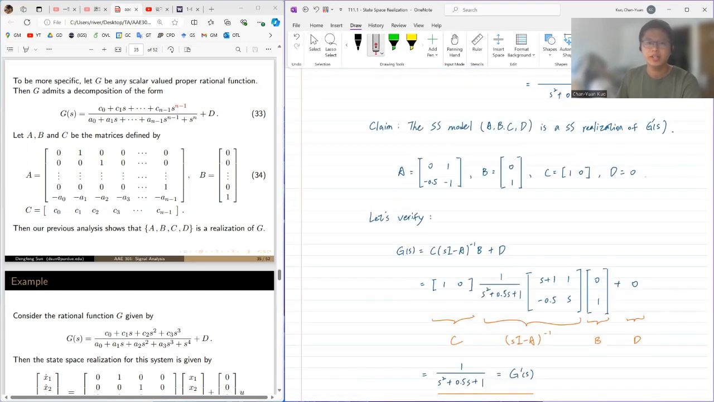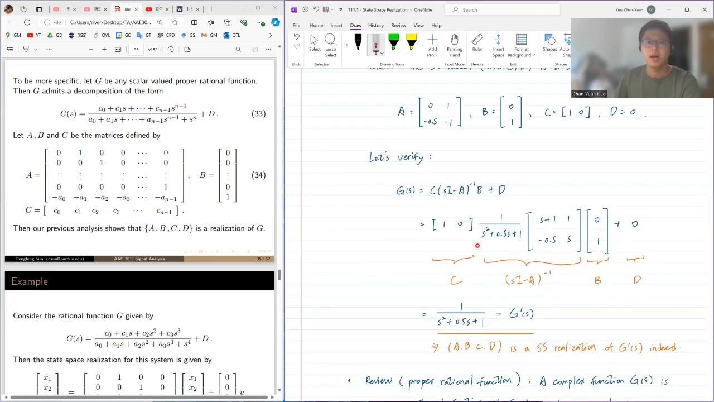And here we are given a state space model with system matrices A, B, C, D shown here. And it is claimed that the model is a state space realization for G'(s). In other words, the transfer function associated with the model is equal to G'(s). And now let's verify this claim together. The transfer function associated with the model is given by G(s), which equals C times the inverse of sI minus A times B plus D.